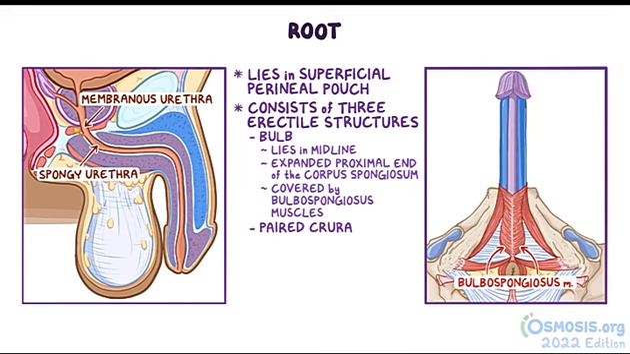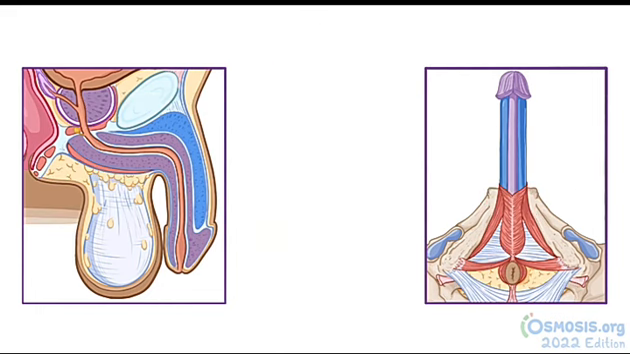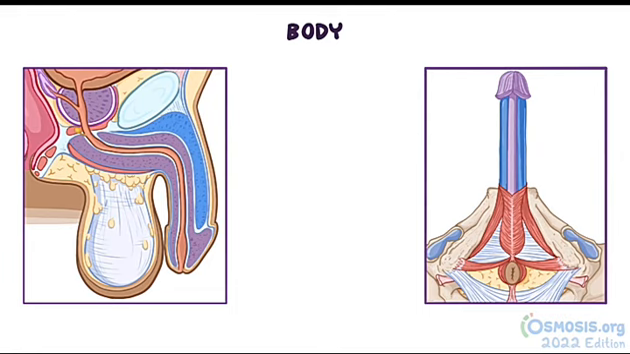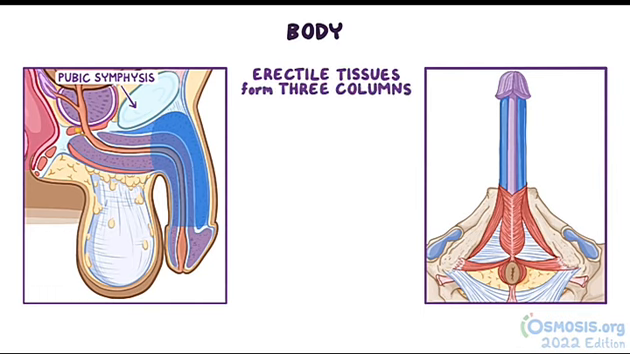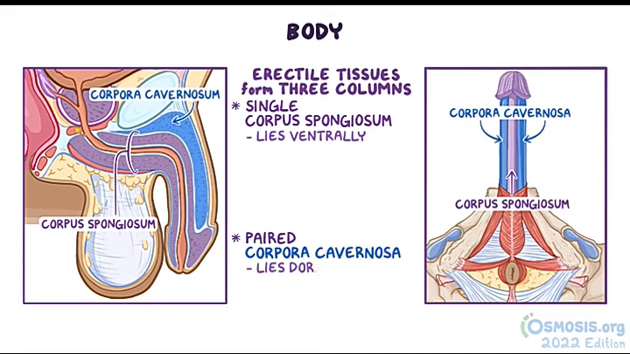Finally, the bulb of the penis is covered by the bulbospongiosus muscles. The right and left crura lie on each side of the bulb and are the proximal tapered ends of the paired corpora cavernosa. The crura are covered by the ischiocavernosus muscles. Now, let's talk about the body of the penis, which is the free part of the penis hanging from the pubic symphysis. As the erectile tissues continue into the body of the penis, they form 3 columns: a single corpus spongiosum, which lies ventrally, and the paired corpora cavernosa, which lie dorsally.